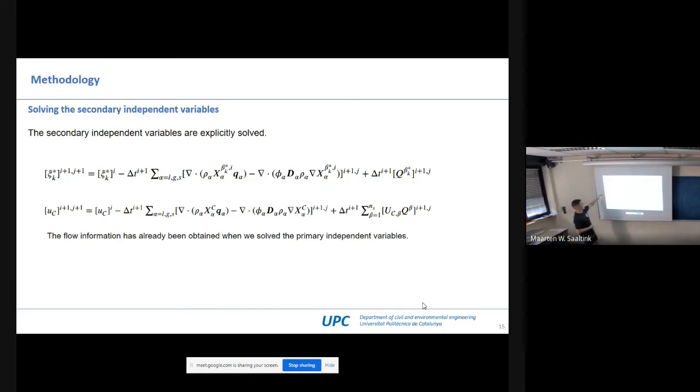So the summary of the methodology is we first update the pressure, update the flow field, and then with the flow field we update the mass compositions by advection diffusion, and then finally we calculate the mass compositions of a local grid after the transport. So we first solve the transport, and then we solve the reaction.